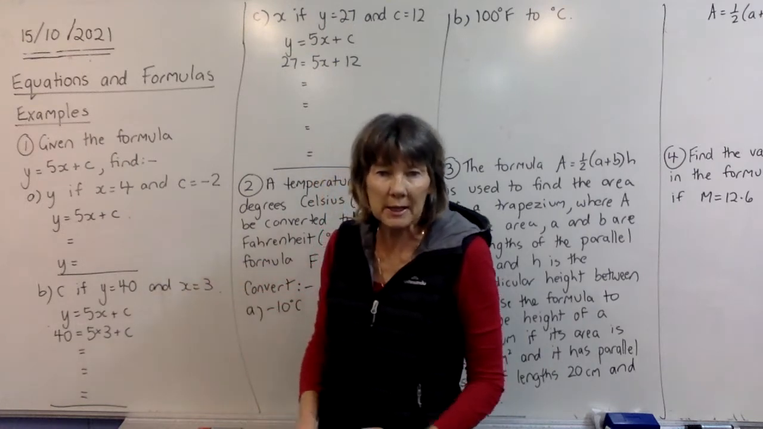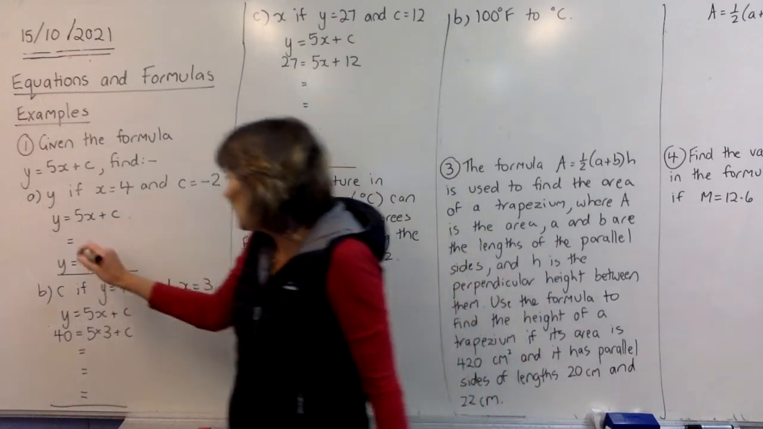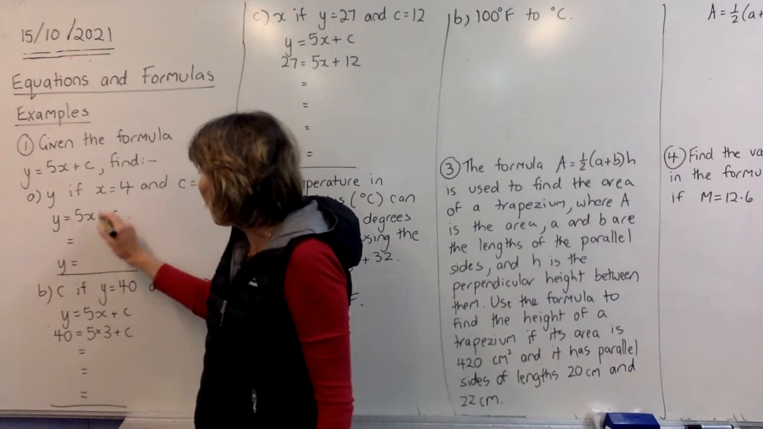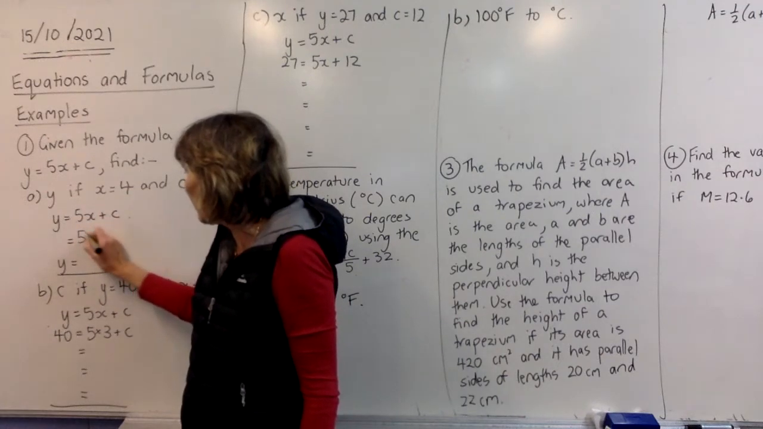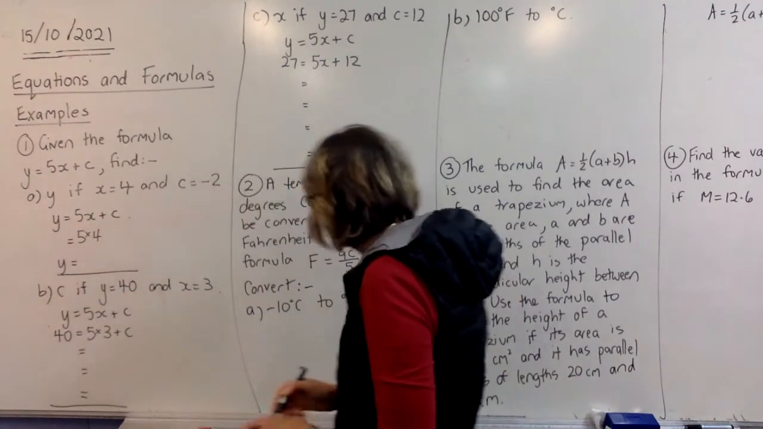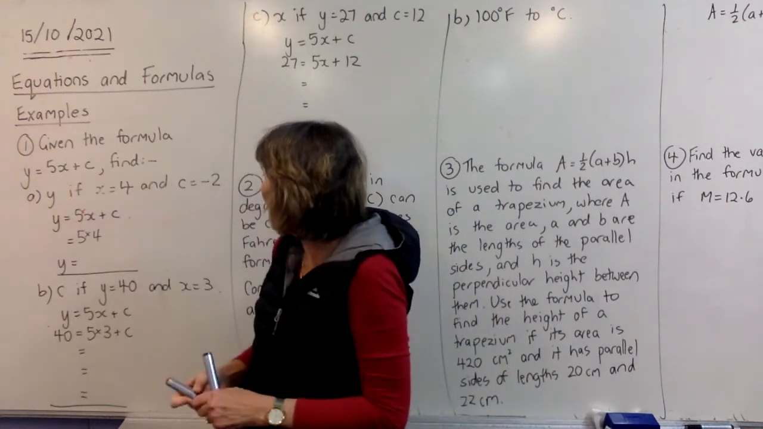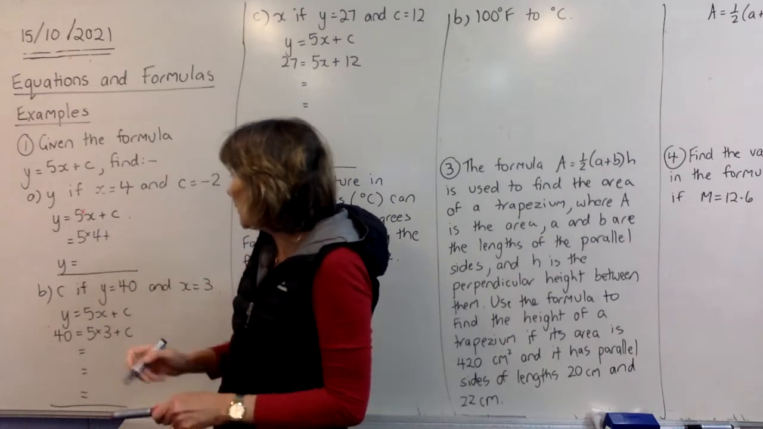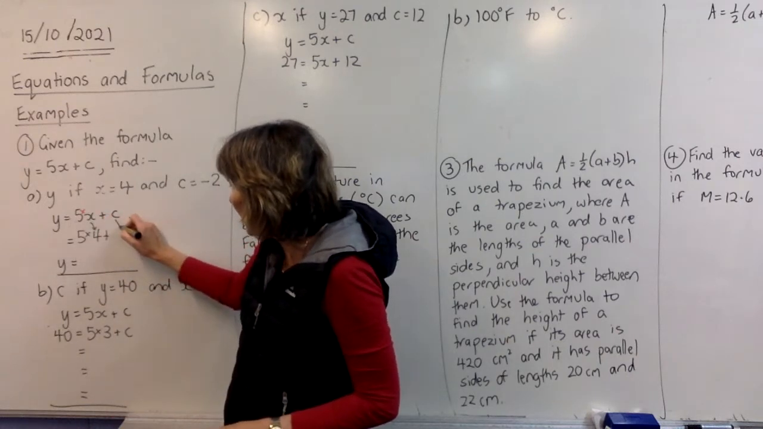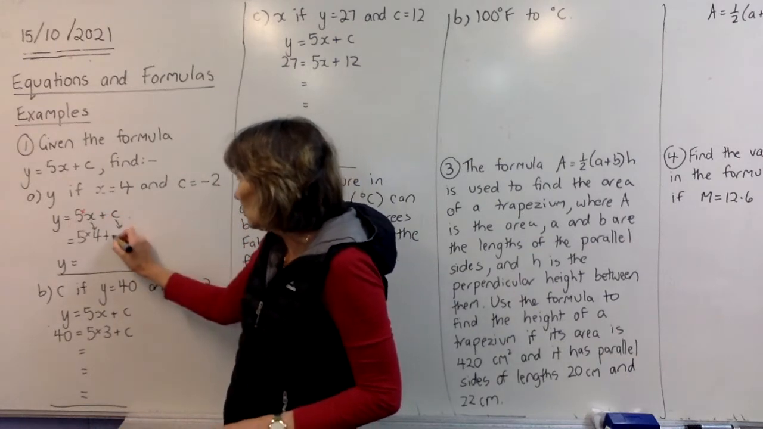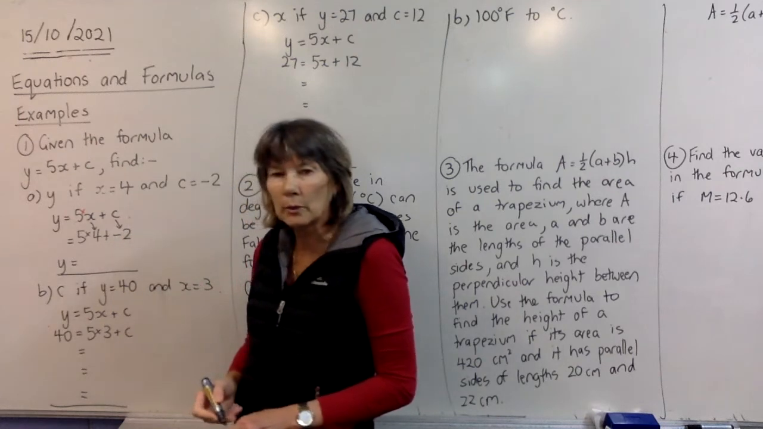So this is pretty easy, you've done this in earlier years, so we're just subbing in. So we're going to put 4 in for x, so this will be 5 times 4, you all know there's a times between the 5 and the x. And then we're plussing the c value. So just be careful here. C is minus 2. So write the minus 2 in like that.